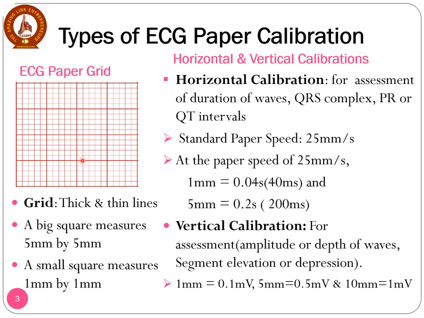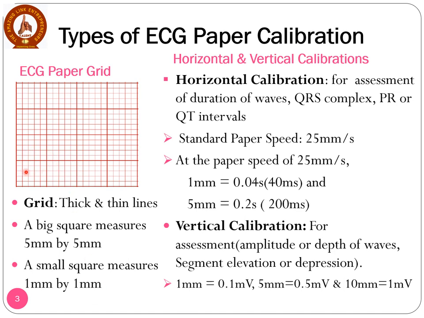The ECG paper grid consists of thick and thin lines. The thick lines divide the ECG paper into big squares. Each of the big squares measures 5 mm by 5 mm. The thin lines divide the ECG paper into small squares, with each measuring 1 mm by 1 mm.